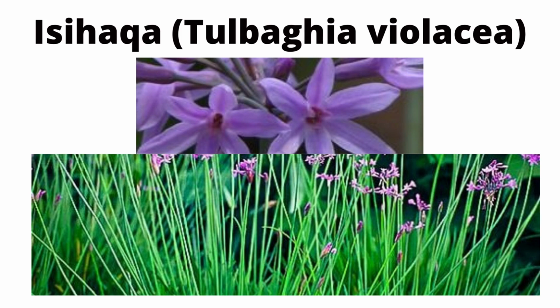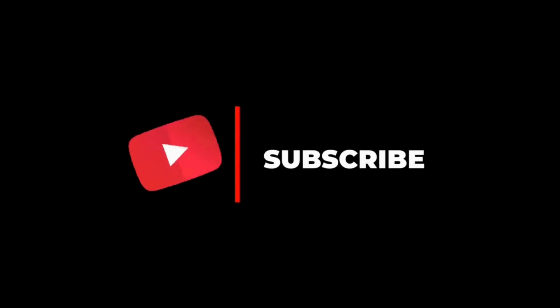That's it on Isihaqa. This was the South African Isihaqa, so that is the Tulbaghia violacea. I'll do another video on the Isihaqa that is sold in places like Harare, mostly in Zimbabwe. I don't know if they also sell it in other places, so I'll do another video on that one.